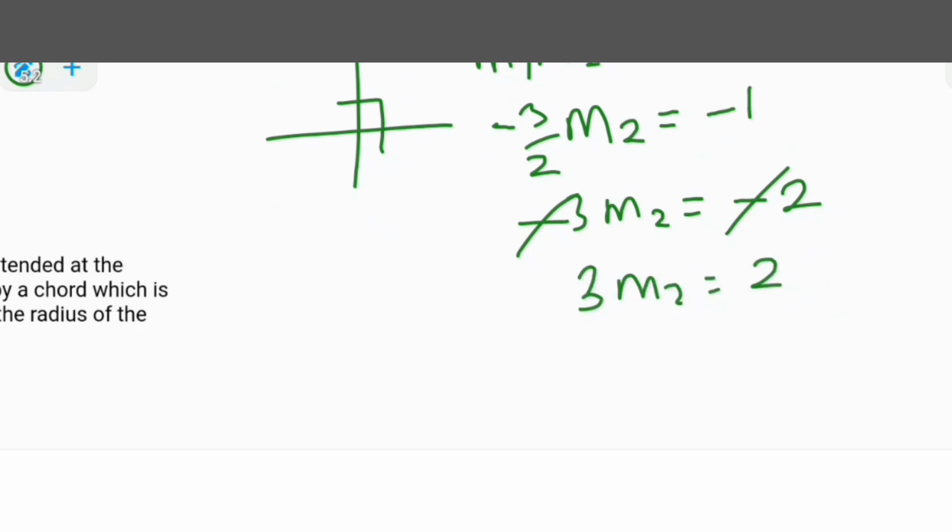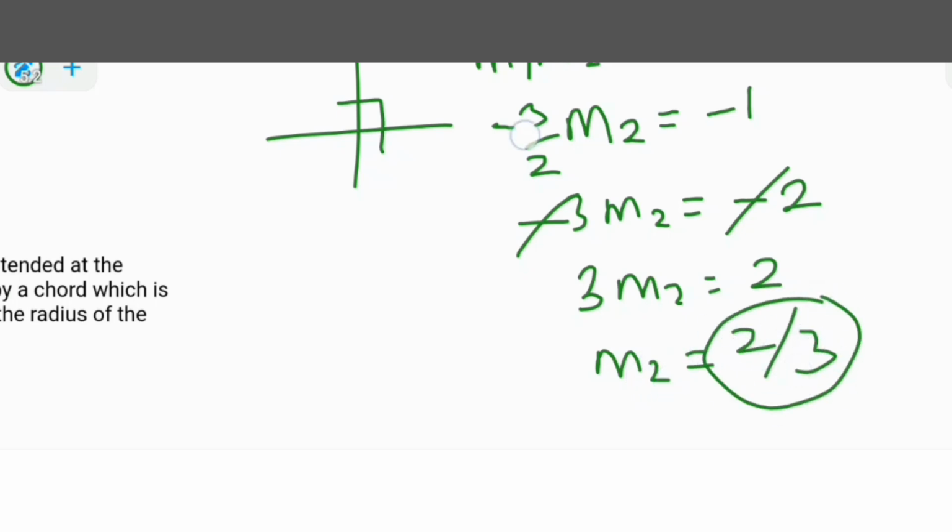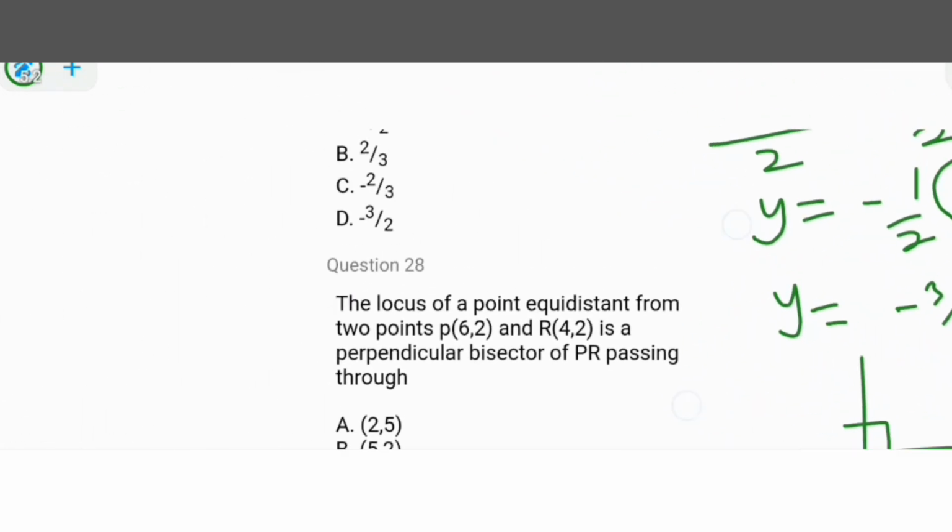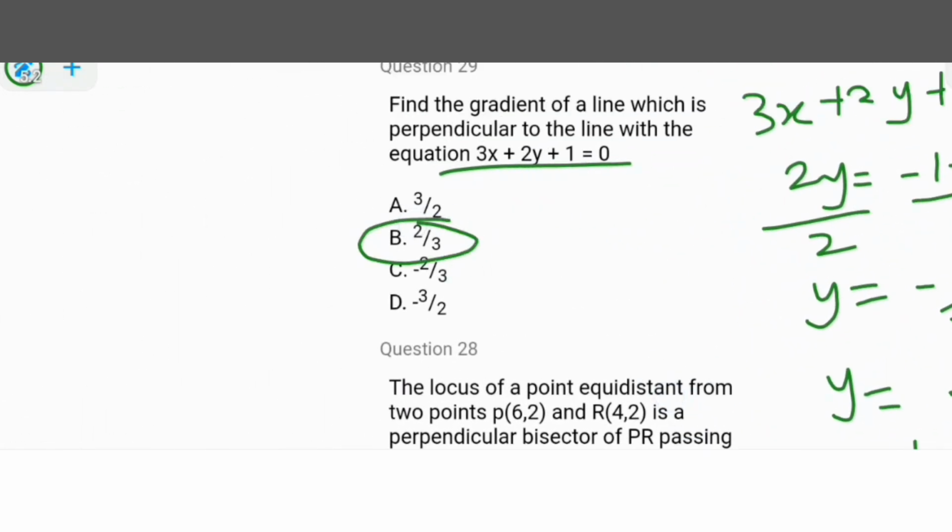Then how can you find m2 from here? Just divide both sides. So m2 will just be 2 over 3. So the gradient of that second line is 2 over 3. So check it in the options there. 2 over 3. So that's option 1.